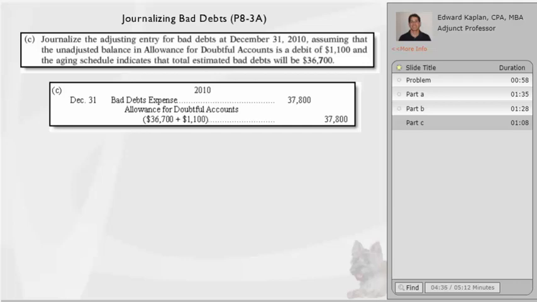$36,700 plus the $1,100 debit balance, because that's the total amount, $37,800, that needs to be credited to the allowance account to bring its balance to $36,700. So we credit the allowance for doubtful accounts by a dollar amount to bring the total estimated bad debts amount to the amount it should be, $36,700, and the offset goes to bad debt expense, in this case a debit in the amount of $37,800.